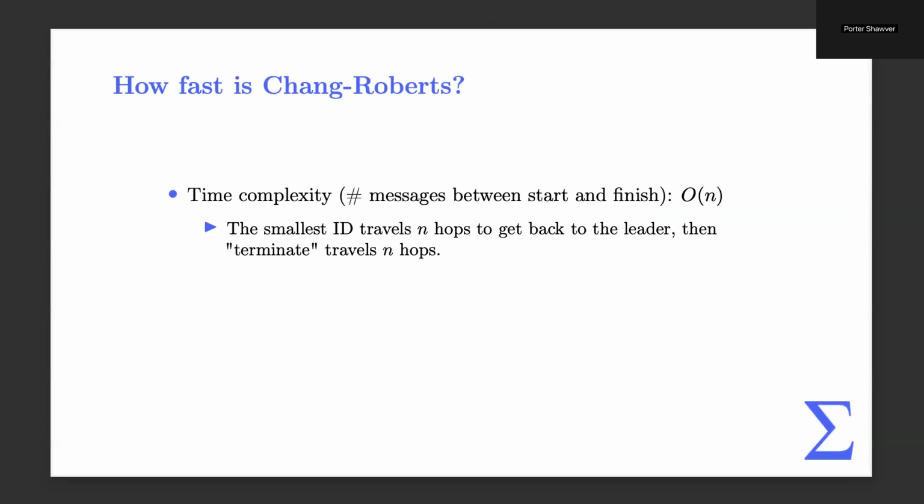So the smallest ID travels, just like you said. It starts at the one that will become the elected leader, the smallest ID, and goes all the way around the ring. It decides it's the leader, sends the terminate message that goes all the way around the ring again, and then it's done. So that's roughly 2n messages to go through all of those n nodes twice. We don't care about the constant, so it's just O of n.